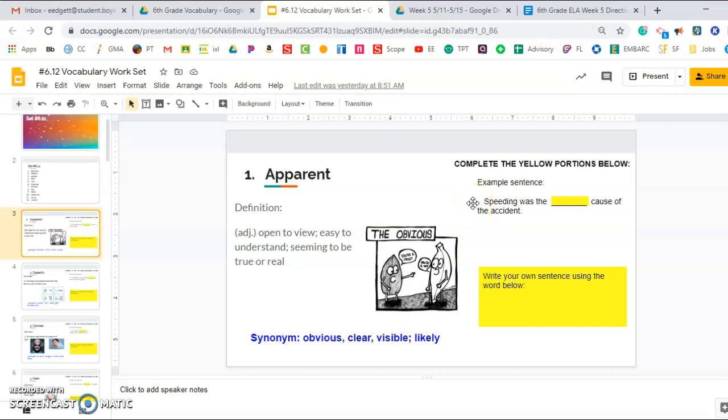Speeding was the apparent cause of the accident. You could say it was apparent that it was Sunday since Chick-fil-A was closed. It was apparent that it was raining outside since the dog came inside wet. All right, so you'll want to think of a sentence of your own and type it in this yellow box.